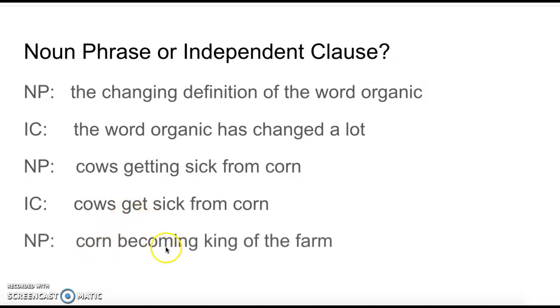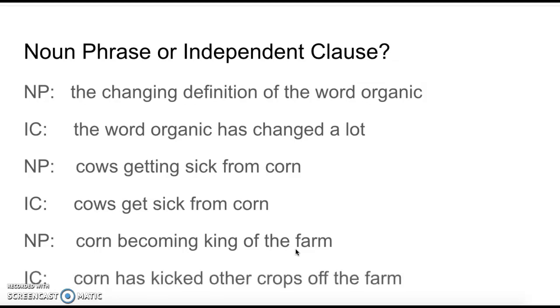Noun phrase: corn becoming king of the farm. This is a gerund, giving more information about corn. Here is a prepositional phrase. We don't have any verbs here. This is a noun phrase. Corn has kicked other crops off the farm. This is an independent clause.